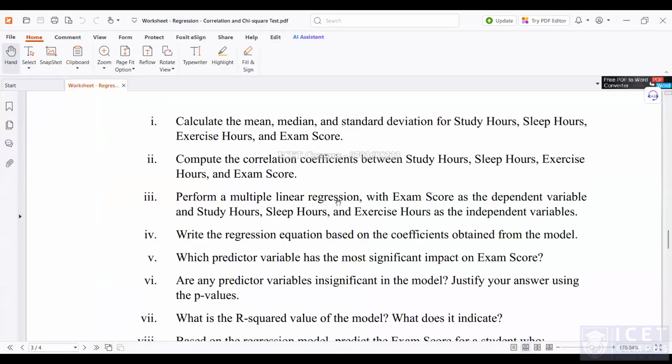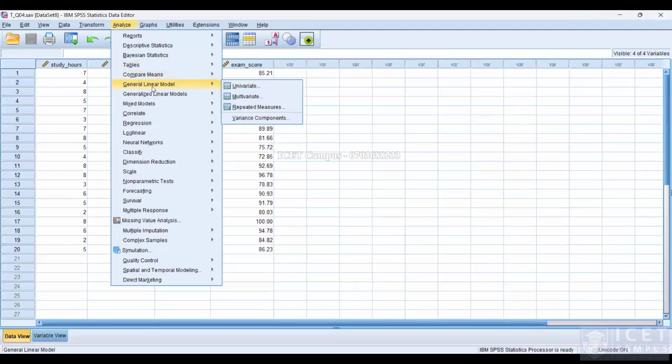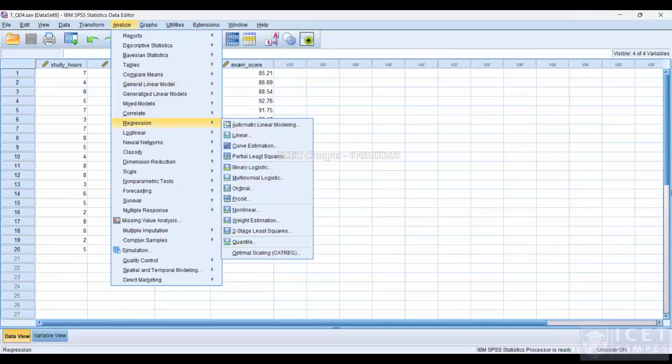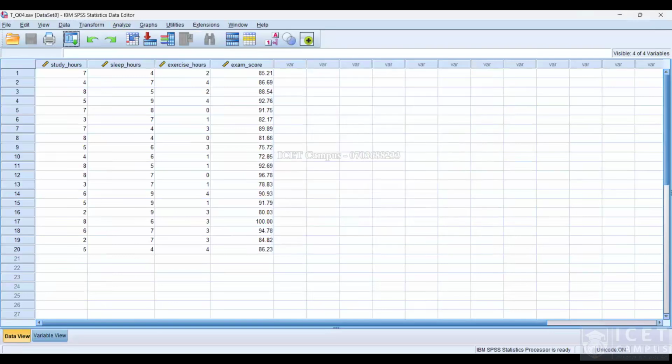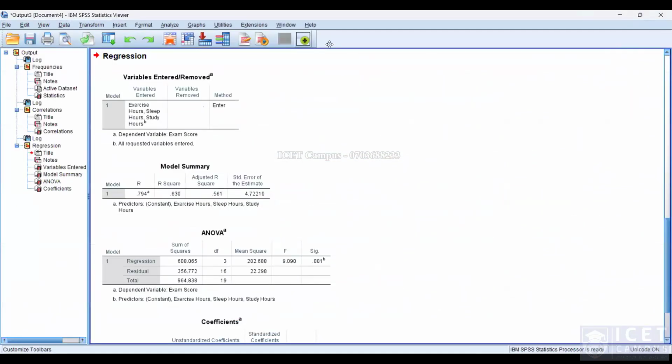Perform a multiple linear regression with the exam score as the dependent variable and study hours, sleep hours, and exercise hours as the independent variables. So then we can go to analyze, regression, linear. The dependent variable is exam score. There are three independent variables. Then we can see the output.